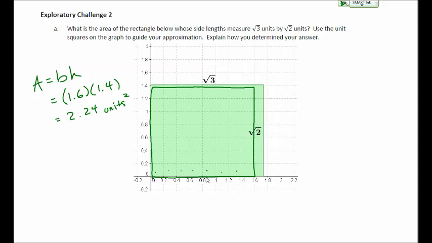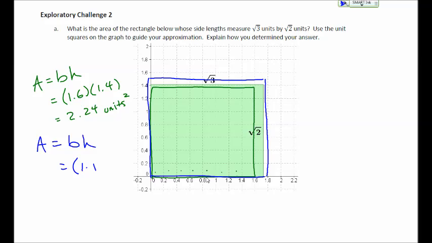So I know that it's more than 2.24 square units, but I know that it's less than, let's go out here to 1.8, and then I'm going to actually cut this off at 1.5. I know that's less than this blue rectangle, and the blue rectangle is still base times height, which is 1.8 times 1.5, which is 2.7 units squared. So we can think about this with a lower bound and an upper bound, where we know it's more than 2.24 square units, but it's less than 2.7 square units.